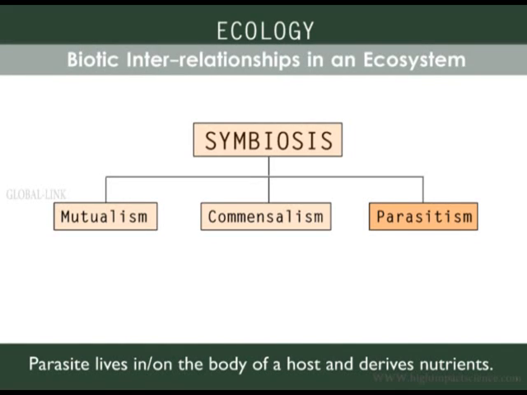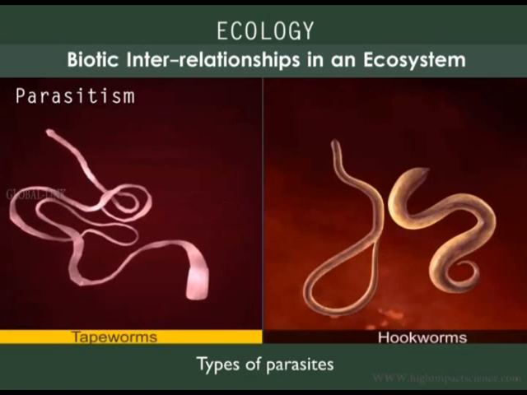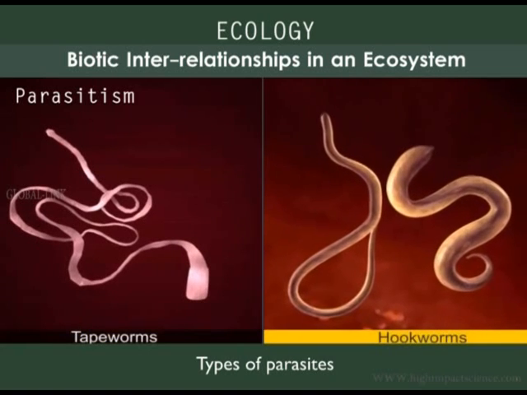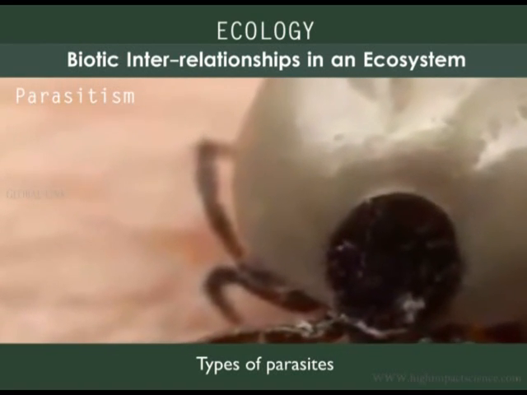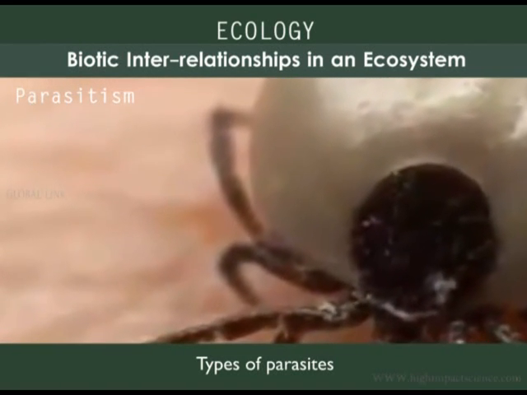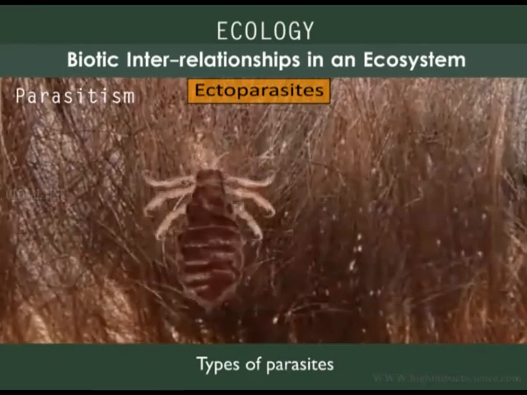Parasitism is an association in which one species, called the parasite, derives nutrients by living in or on the body of another organism called the host. Parasites, like worms, live in the bodies of their hosts and are called endoparasites. Fleas and lice live on the bodies of their hosts and are called ectoparasites.